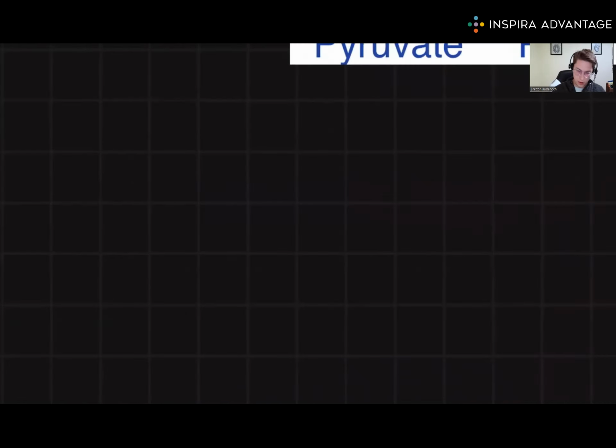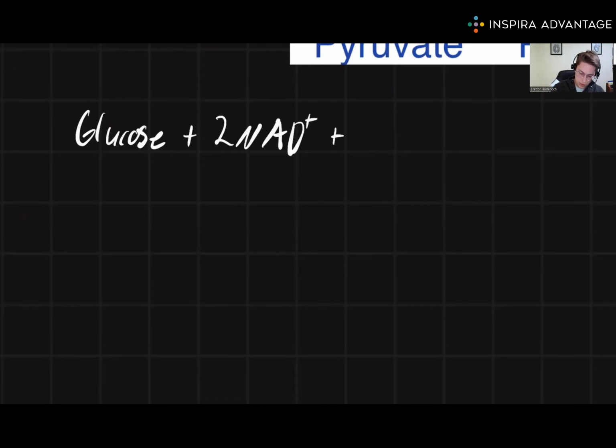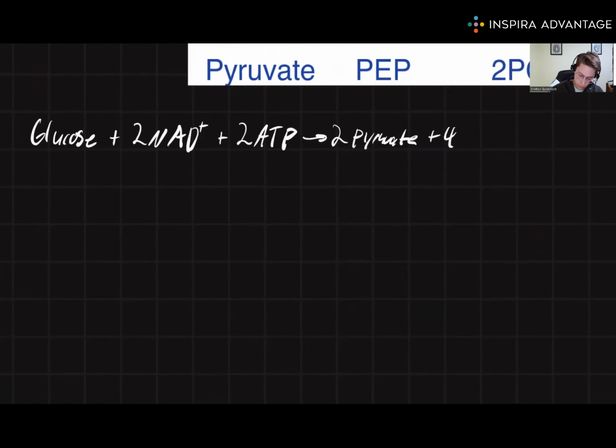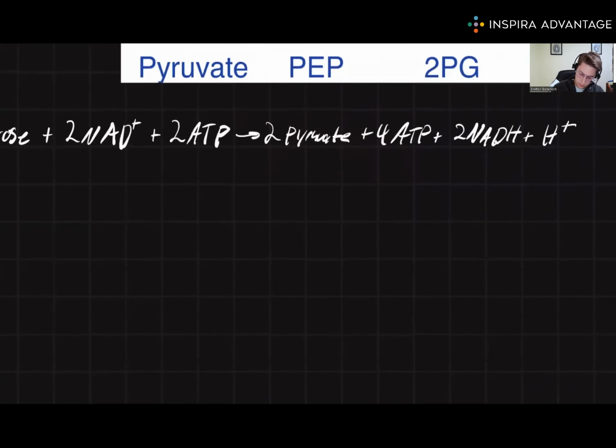For inputs, we have glucose, we have 2 NAD, we have 2 ATP, and then coming out, we're going to make 2 pyruvate, 4 ATP, and 2 NADH, and 2H+. So a little bit of acid.